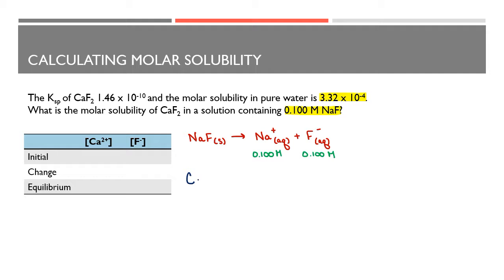And then what we're going to do is write the equilibrium reaction between the calcium fluoride and its ions. And this is going to be an equilibrium because this is the thing we are dissolving in the solution that already has the stuff dissolved in it. So we have the calcium ions and the two fluoride ions.